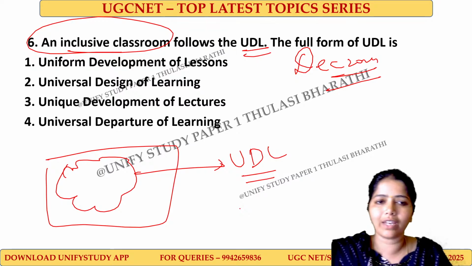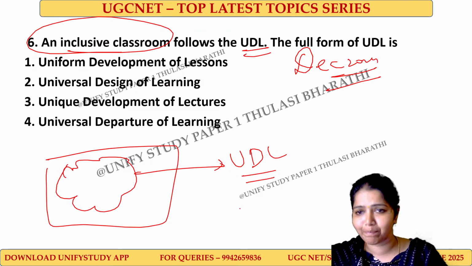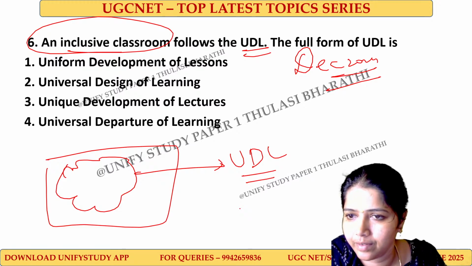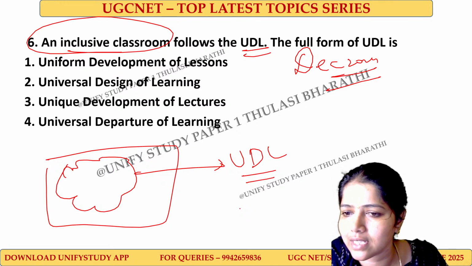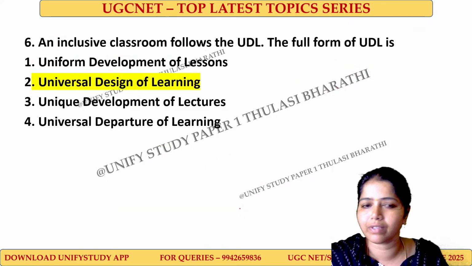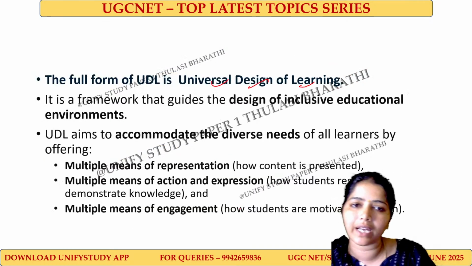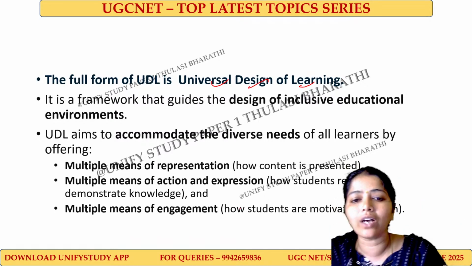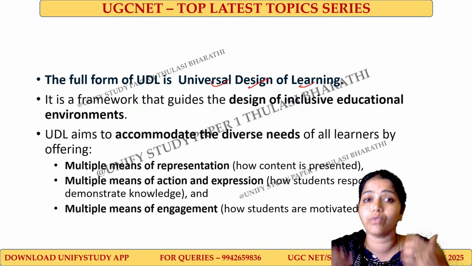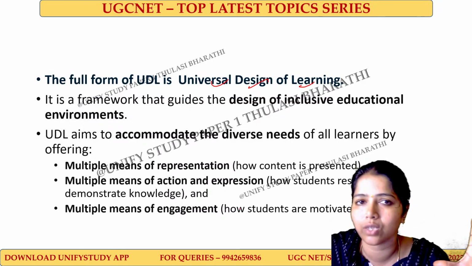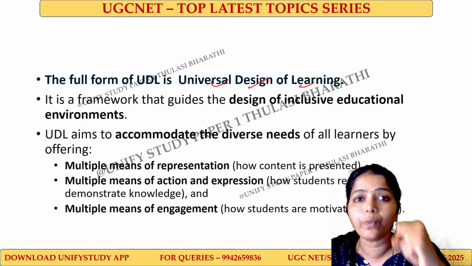Yes. Very good. Options: uniform development of lessons, universal design of learning, unique development of lectures, universal departure of learning. Yes, waiting for your answers. Very good, Purna. Bhavna is right, the answer is universal design of learning. It means to cover the needs of all varieties of students in a classroom. It should accommodate in terms of the content presentation, in terms of knowledge, in terms of motivating the students, in all the ways, right? Their needs should be covered, and that is called universal design of learning.